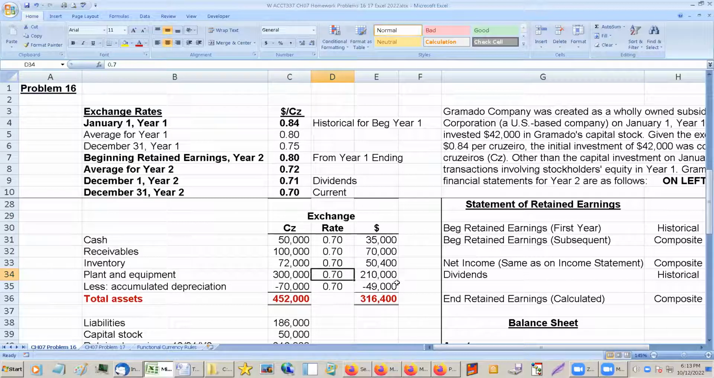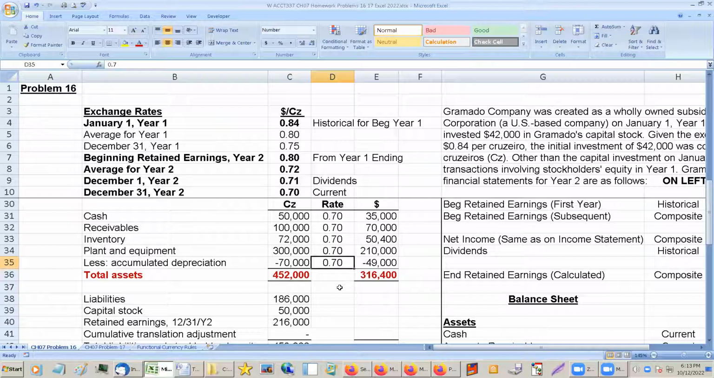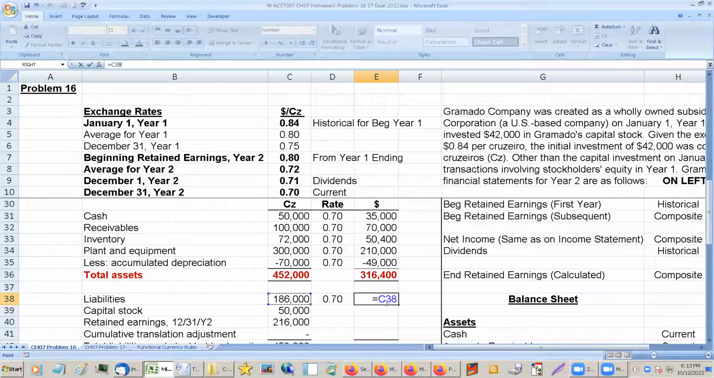Okay, so everything goes down at the current rate, and if you're wondering why that is, why don't we go back and see what we paid for it and all that? It's because we're not changing this out of the local currency. It's staying in the same local currency as it was before. So whatever the current rate is, that's what we're going to translate the entire thing at, because it's not being changed into US dollars. Liabilities go in at the current rate always, because that's what you owe.